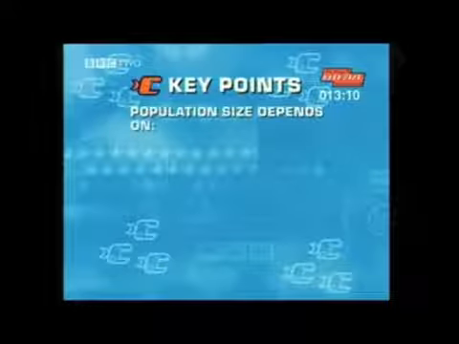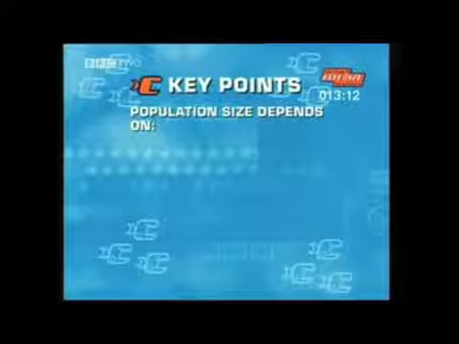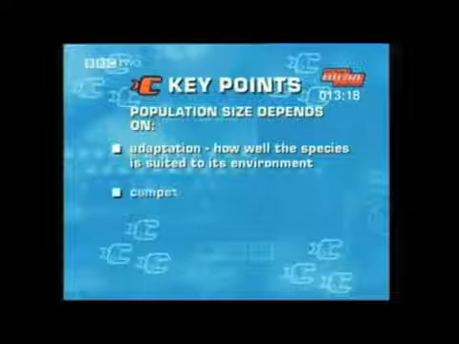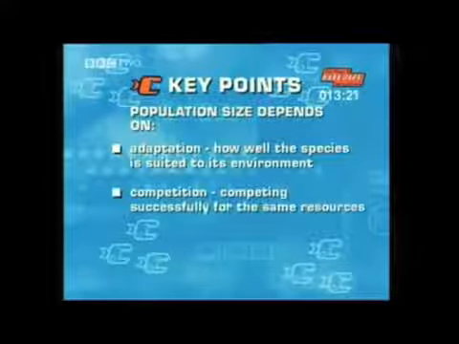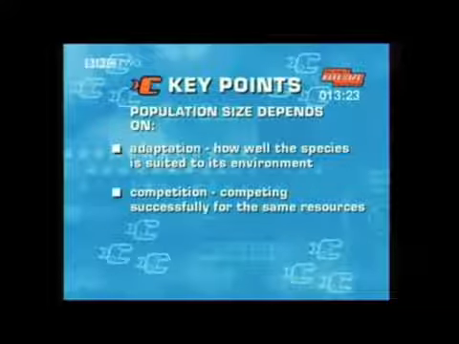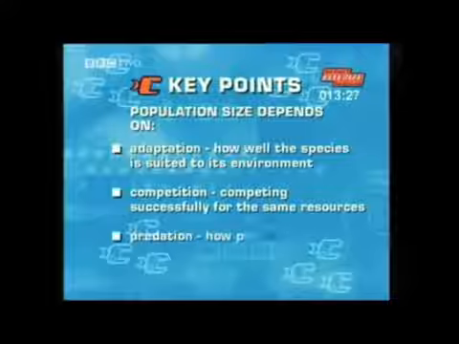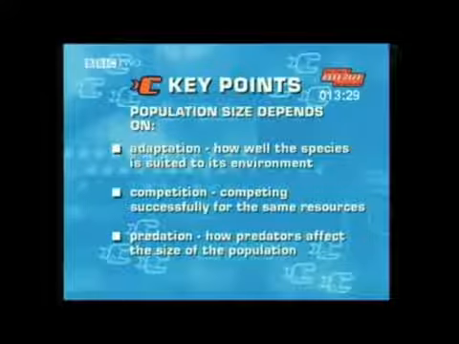The population size of any species is controlled by three main factors: adaptation, how well the species is suited to its environment; competition, how successful are the species competing with other species for the same resources, food, water or shelter; predation, how predators affect the size of the population and how many there are.